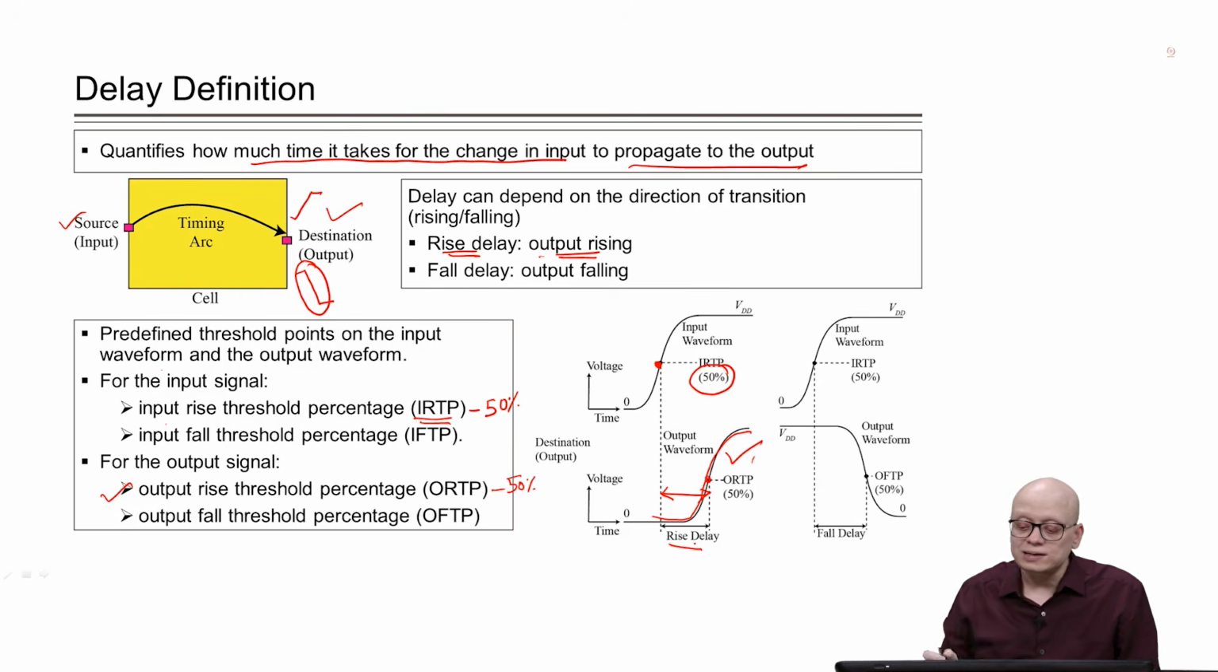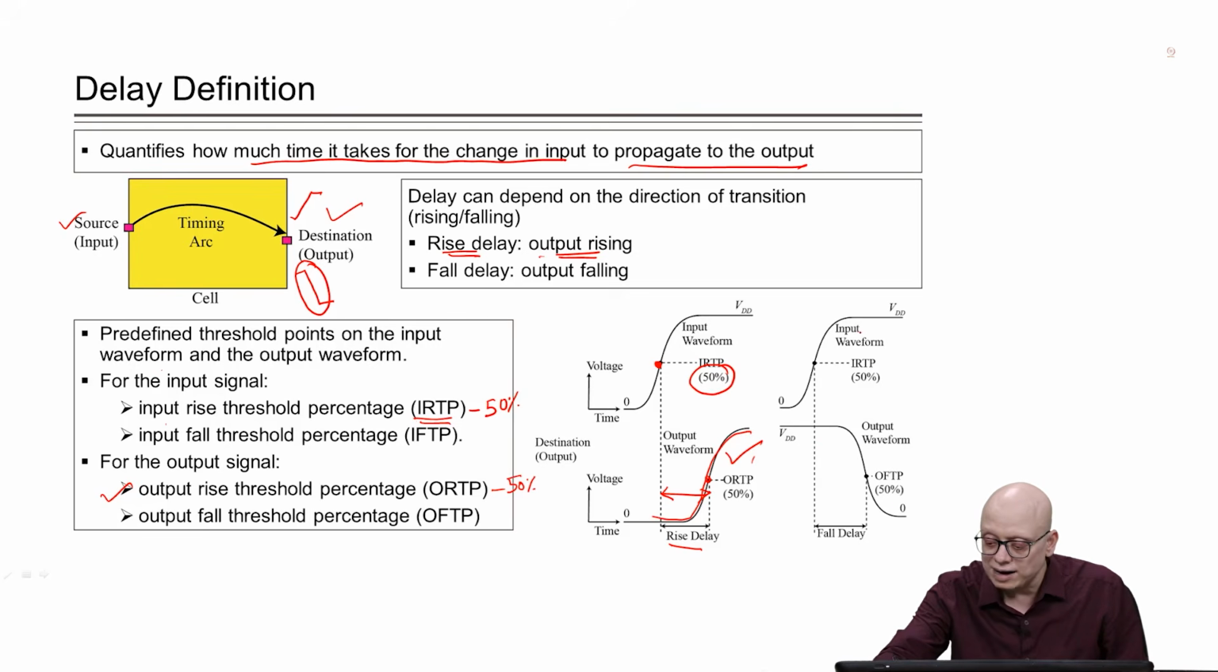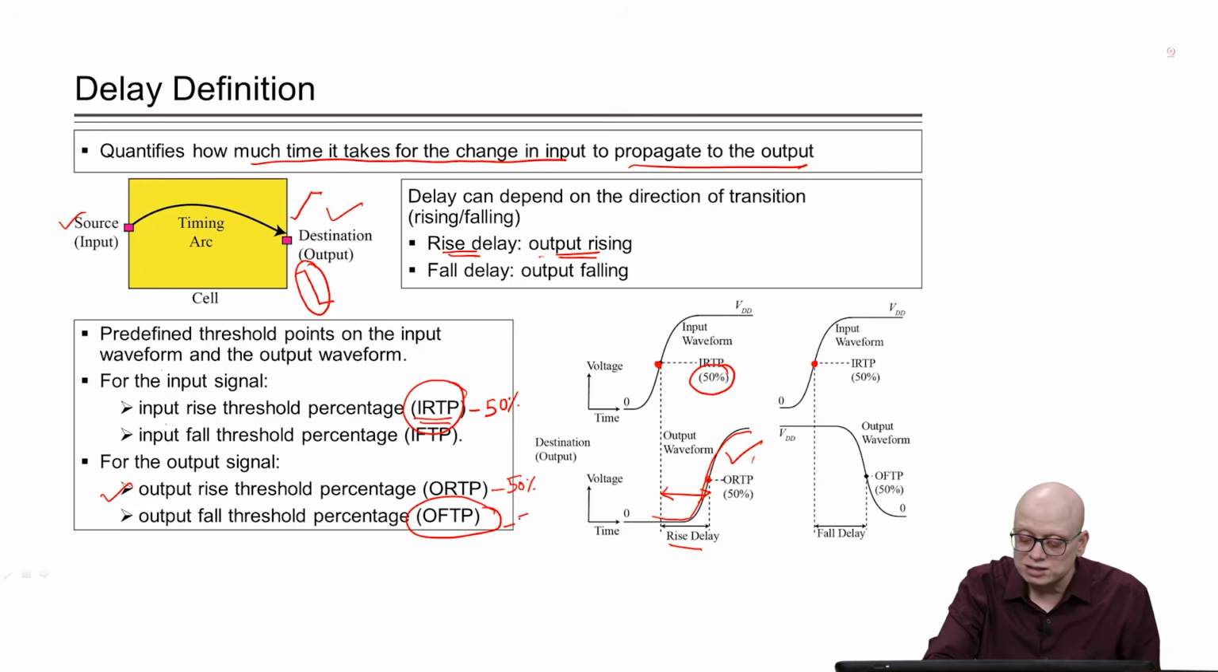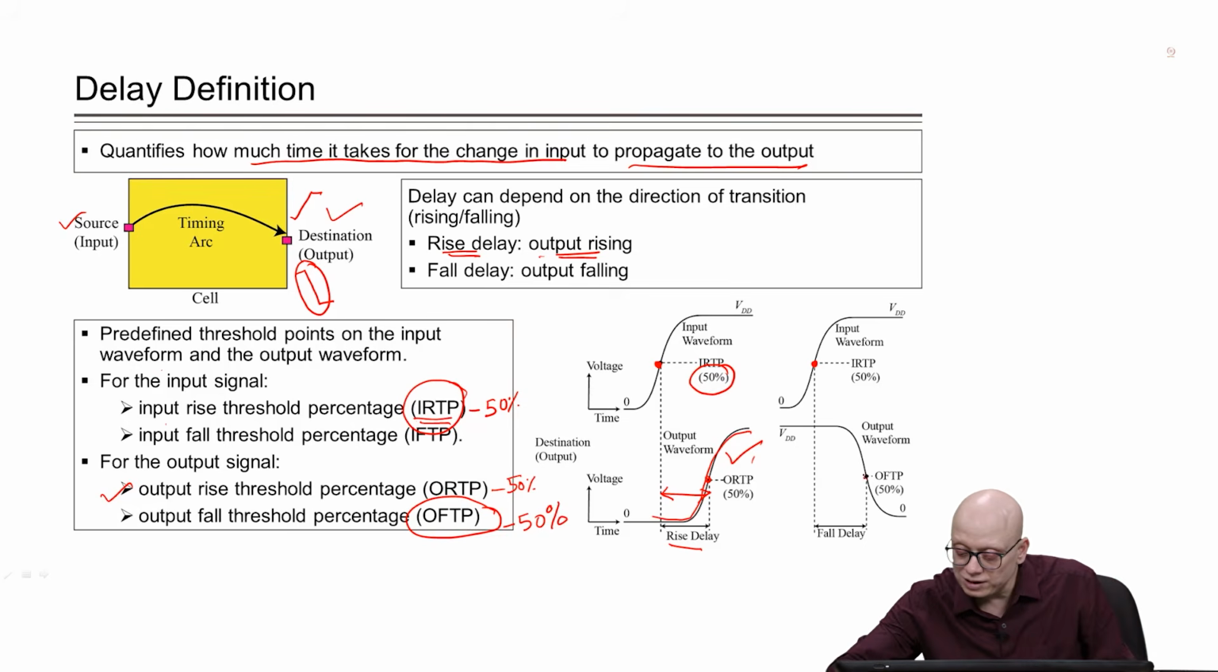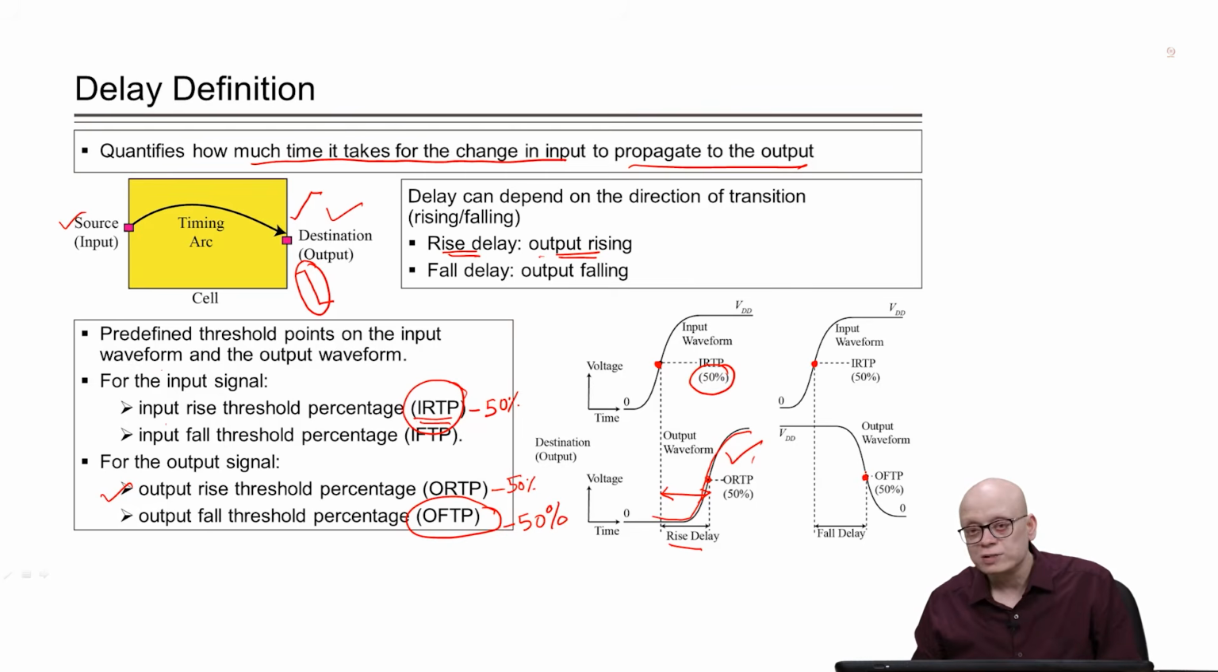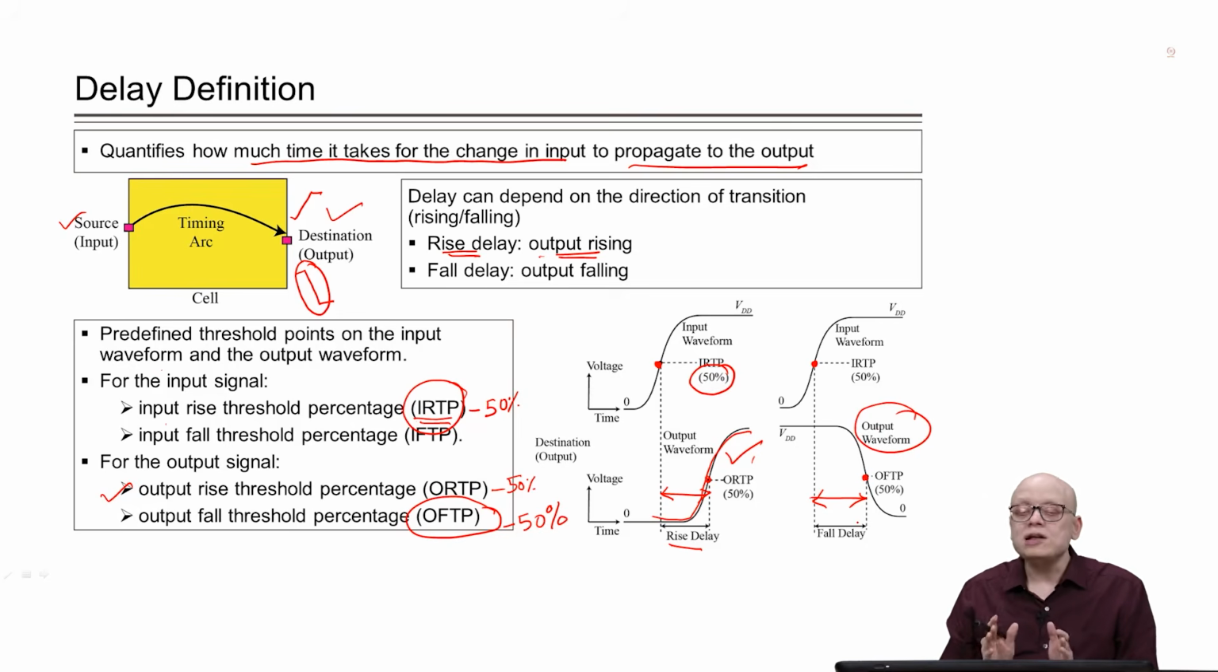Similarly, if we consider that the input was rising and the output was falling, since the input was rising, we have to take IRTP as the threshold point, this one, and since the output is falling, we have to take this one. Assume that this one was also specified as 50% in the technology library. So, we get the 50% of VDD point here, and the time elapsed between these two is known as the fall delay. Why fall delay? Because the output is falling. So, this is how we define delay in our technology library.